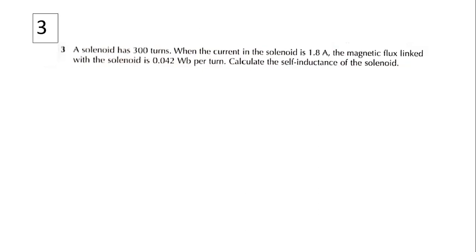Not afford to be careless. Number 3, a solenoid has 300 turns. When the current in the solenoid is 1.8 ampere, the magnetic flux linked with the solenoid is given per turn. Calculate the self-inductance of the solenoid.